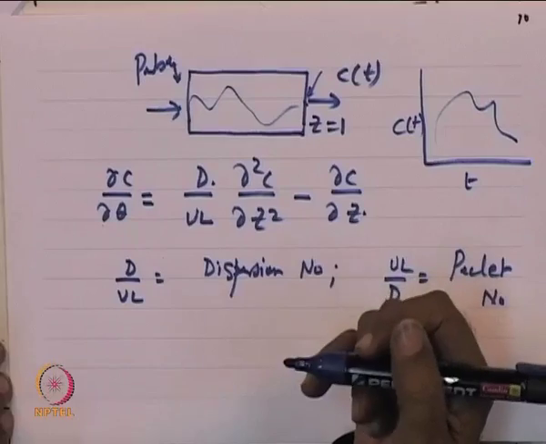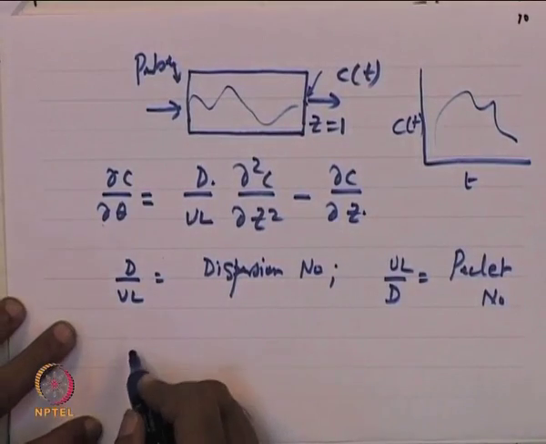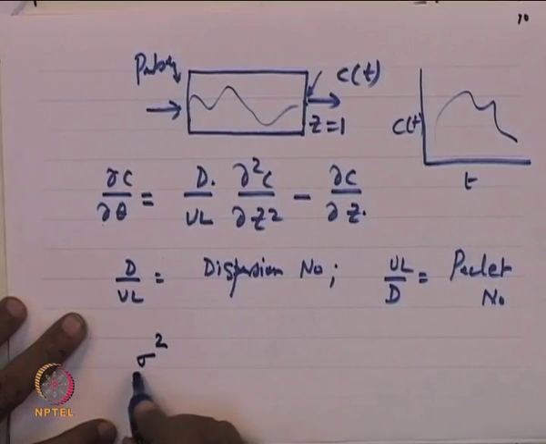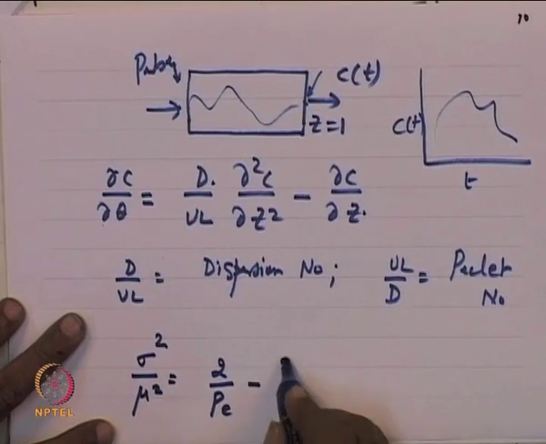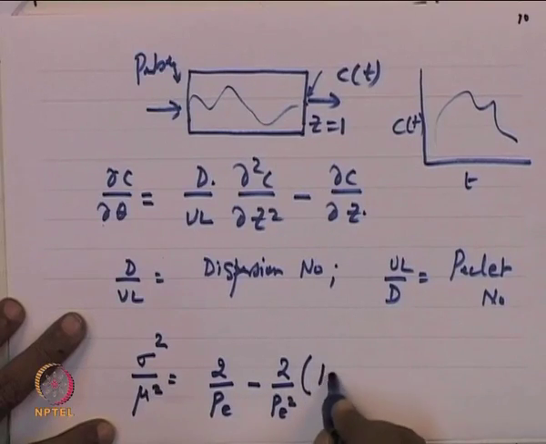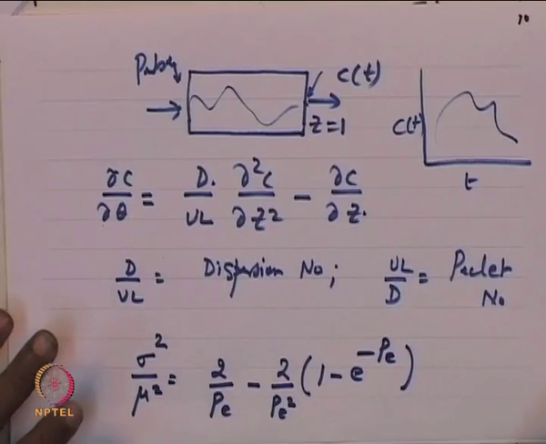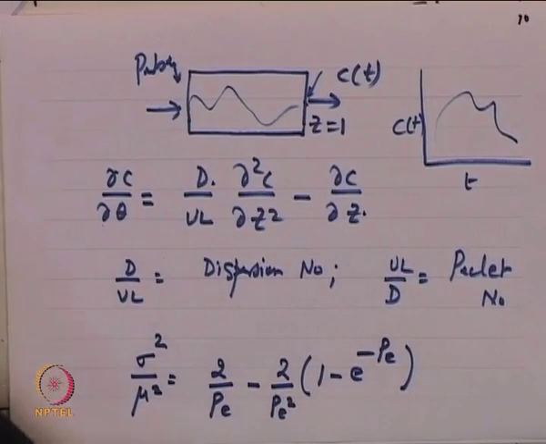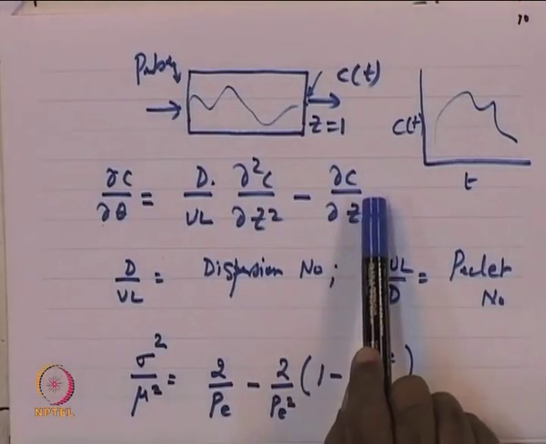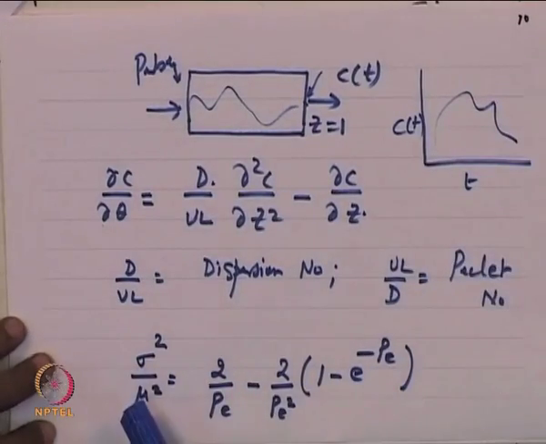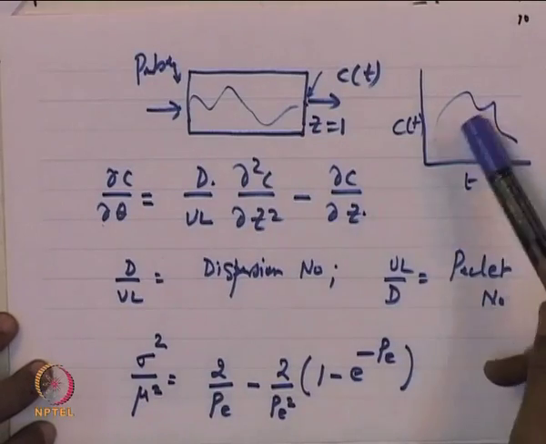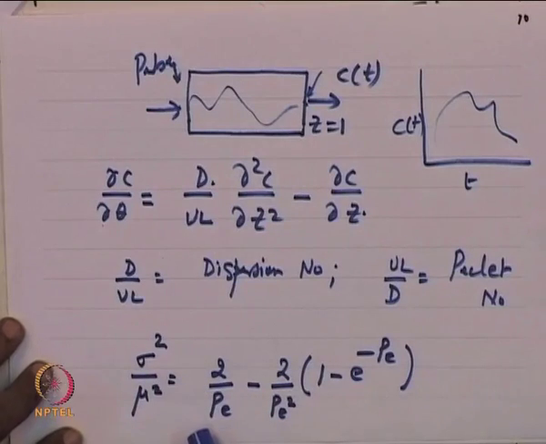Now, in the literature, solutions to these equations are available for various types of boundary conditions. For the moment, we will look at some of these things in our tutorial class. Let us assume that we know the solution, and the solution that is available in the literature is of this form. People are saying that the solution to this differential equation is available in the form of sigma squared, the variance of the response, divided by the mean value of the response, the second moment divided by the first moment squared. This is given in terms of the Peclet number.